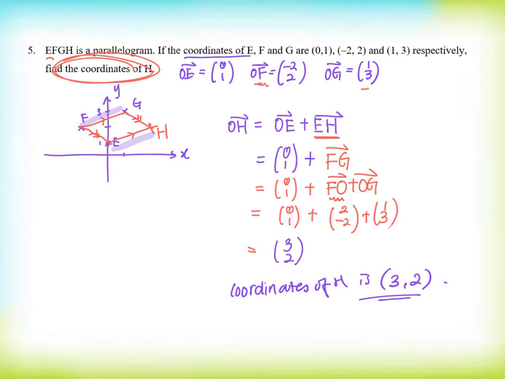Now, this is not the only method in order to find the coordinates of H. We can alternatively take O to G or O to F plus G to H. And in this case, GH will be equal to FE. So it will be OG plus FE instead. And we can use a similar method to find OH. So in the parallelogram, we should make use of the equal vectors. Have you gotten the answer?